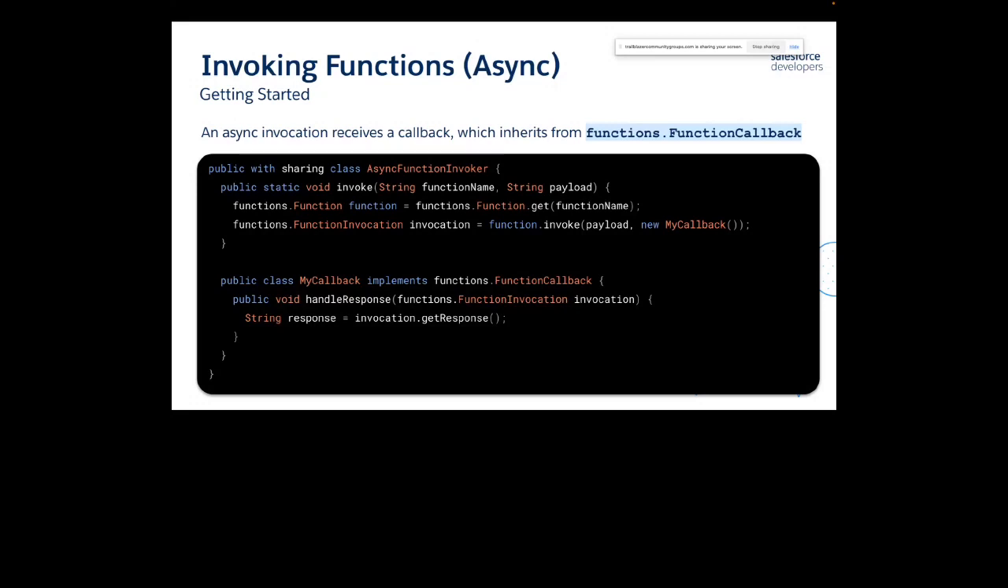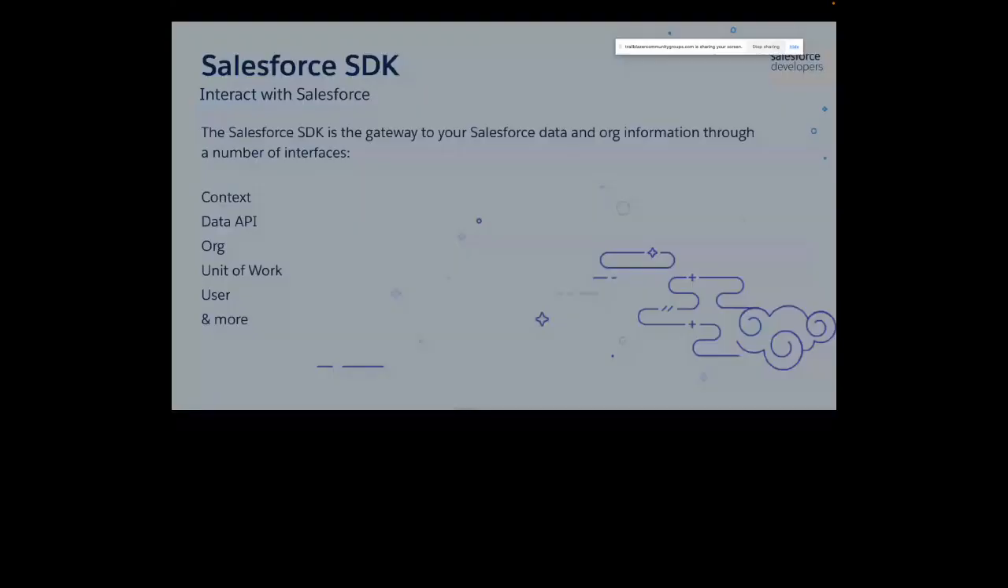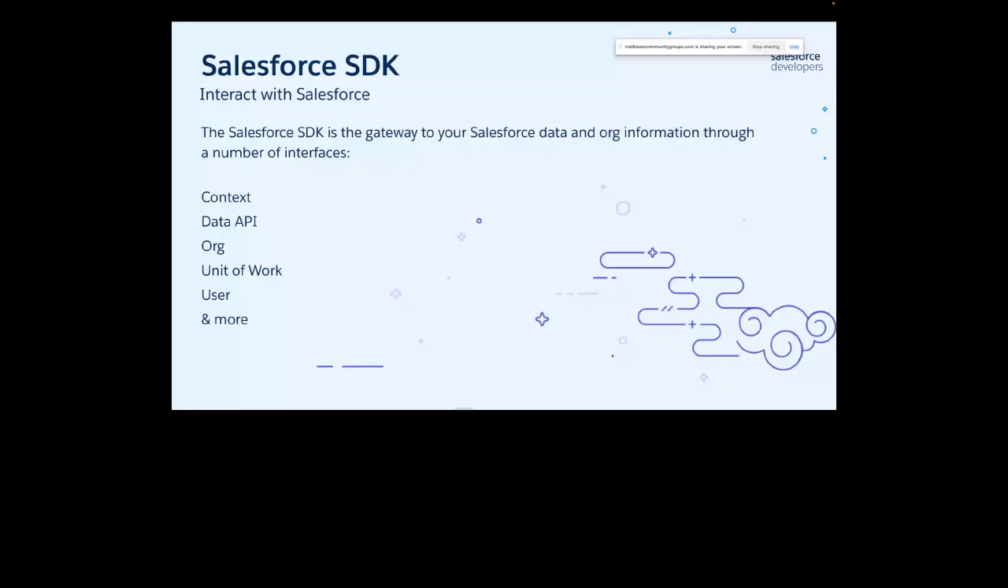Now, before we look at how functions are created, let me also tell you a little bit about the Salesforce SDK for Node.js functions. The Salesforce SDK is provided to you as a wrapper for all the connectivity that you have with Salesforce, all the CRUD operations that you can do, any operation that you can do with the Salesforce data. It provides you a bunch of interfaces as a part of the context parameter.